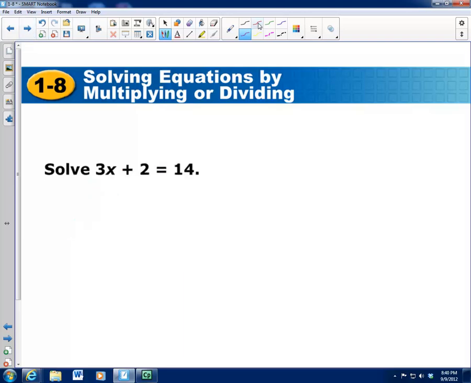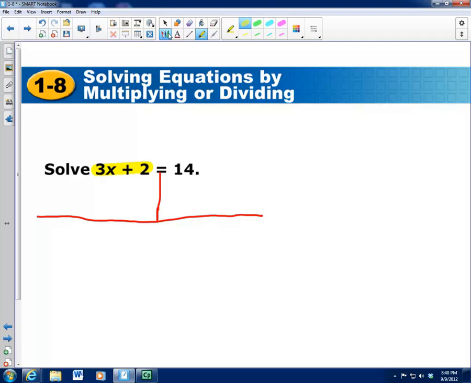All right, this one is a little bit different than any others you've done so far because we have multiple steps involved. This one has several things that we're going to have to do. Okay, so the first thing I'm going to do is draw my balance beam, same as always. Now whenever we're solving these equations that have multiple steps, like on this one, it says 3 times x plus 2.